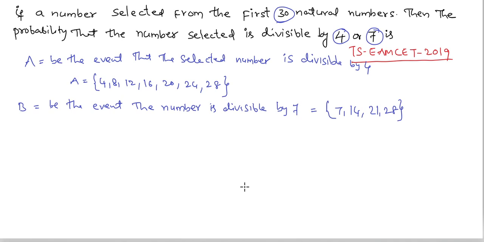So P of A is equal to 7 by 30, total numbers 30, and P of B is equal to 4 by 30. A intersection B is equal to the common numbers in these, which is only one, that is 28. So n of A intersection B is equal to 1.